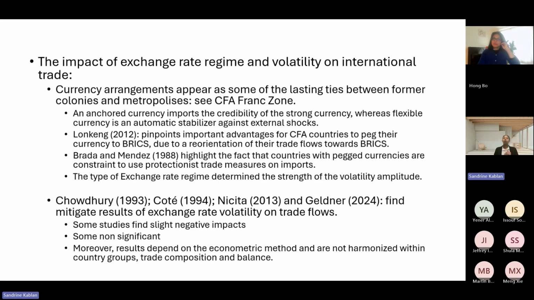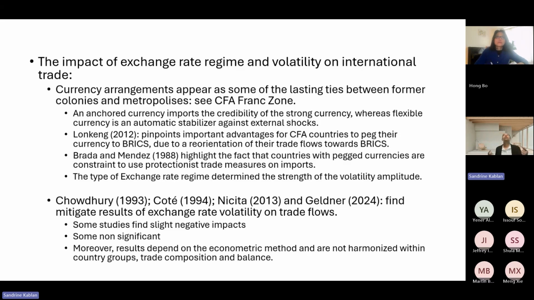Now, the third point of the literature that could shed light on our research question is the literature on exchange rate regime and volatility and international trade. There have been many papers written on that. The first group of papers will be interested in currency arrangements that appear as a lasting tie between former colonies and metropolises. So we can quote the example of CFA franc zone countries.